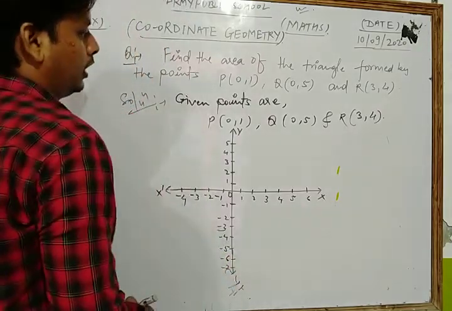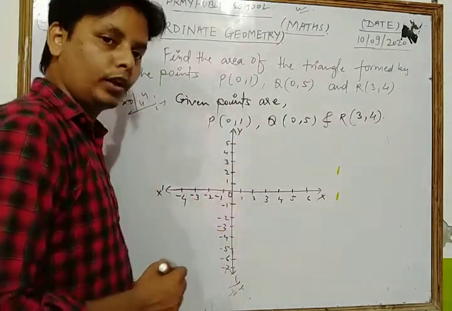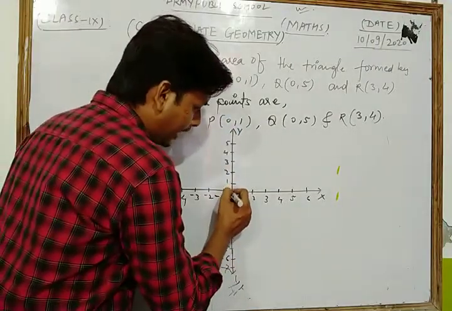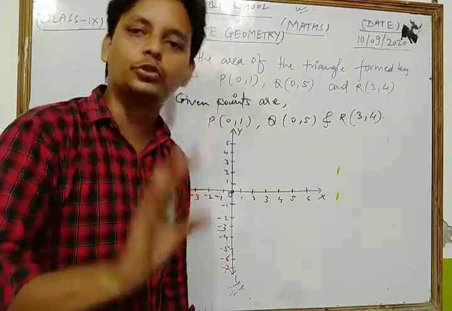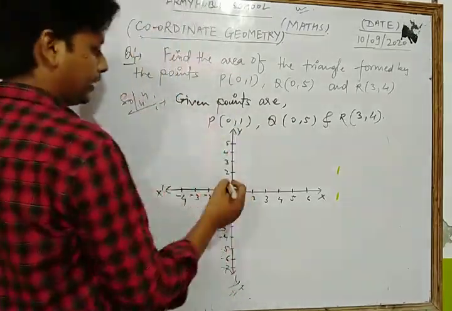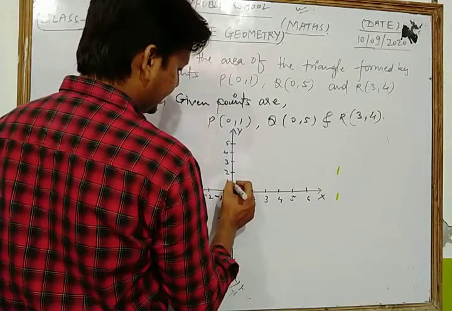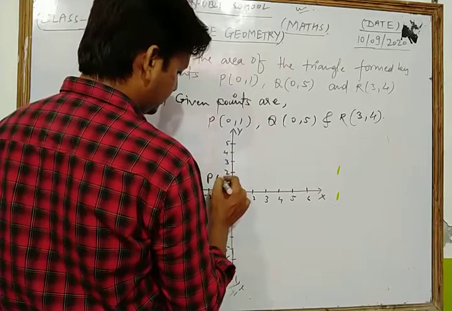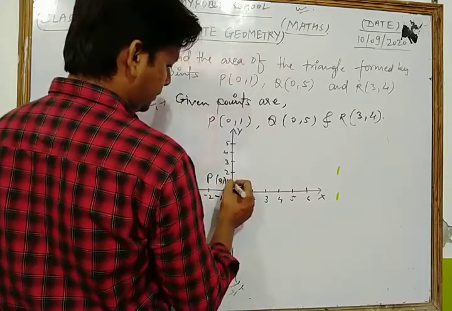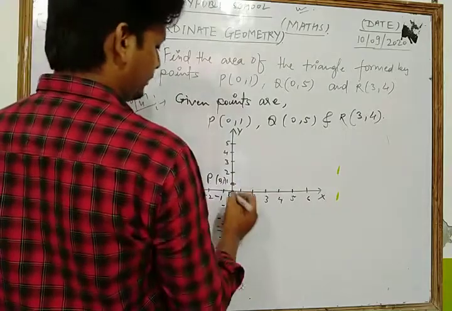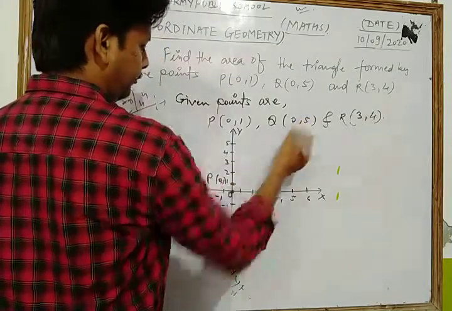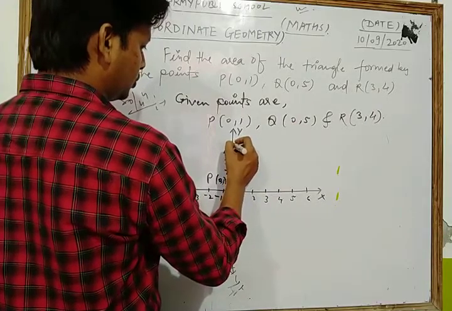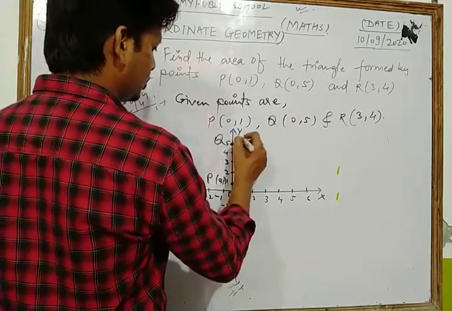Now look, first of all we plot the point P as (0,1). Dear students, the abscissa is 0, so it is at the origin, because at the origin both the abscissa and ordinate are 0. So at 0 and 1, that is the point P. Now this is point P. Now look, second one (0,5): abscissa is 0 and ordinate is +5, so here is Q. So here the Q point is (0,5).